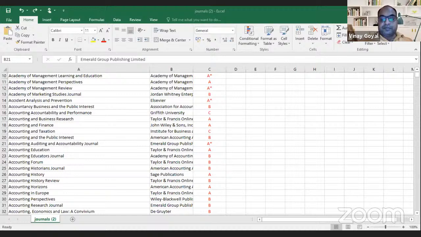Now, how to identify the journal? Any questions? Sir, is there any source where we can find where we should not go for publishing? Yeah, I will show you that source. There is a Beall's website. I will show you that source, but I'm not able to open it. Let me try to open it again. That is the problem. Just give me 1 minute, please.